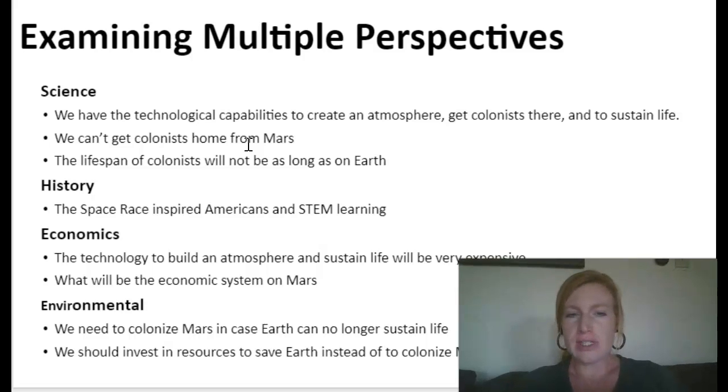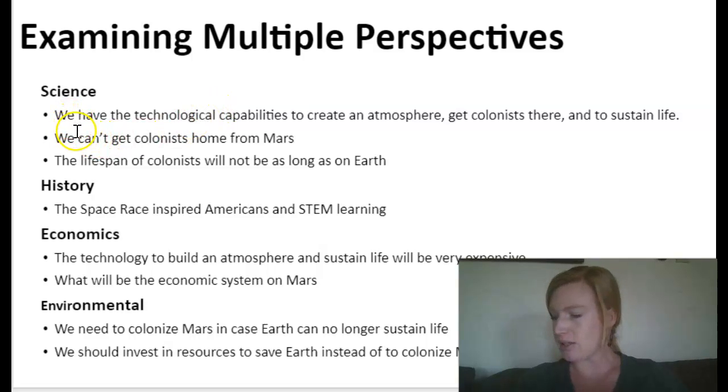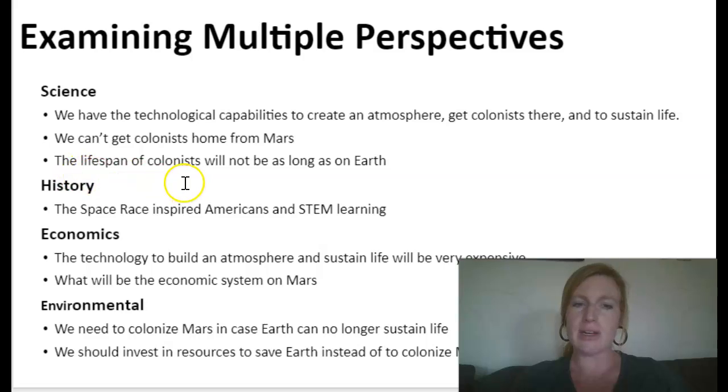So when we think of science and we think of colonizing Mars, here are some perspectives that we might want to include. We do have the technological capabilities to create an atmosphere and to get colonists there and to sustain life. We can't get colonists home from Mars, though. And then the lifespan of colonists will not be as long as on Earth. And so these are just some of the perspectives to have within that scientific lens or scientific field.